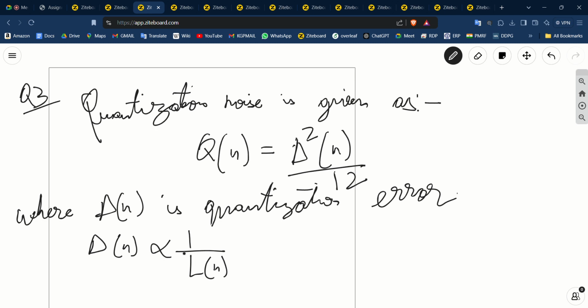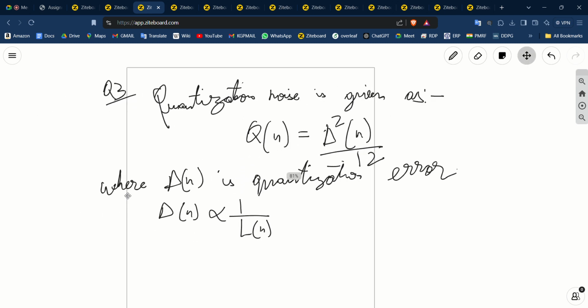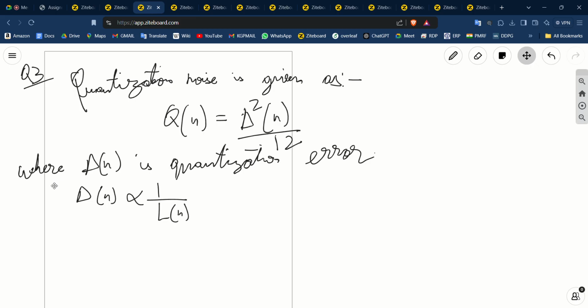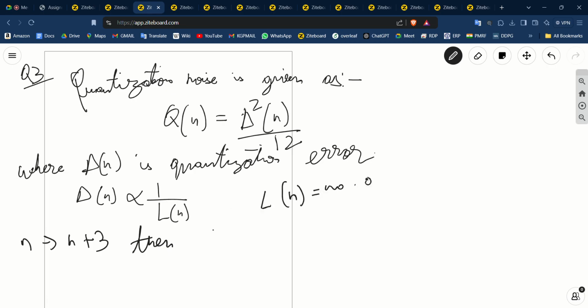Therefore, if we change the number of levels from n to n plus 3, if n is changed to n plus 3, then delta. Now, what is L? L is the number of quantization levels. This is basically 2 to the power n.